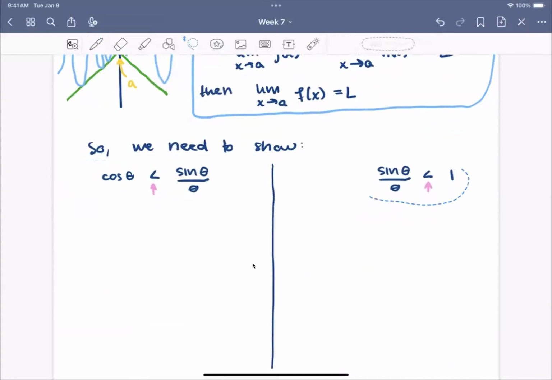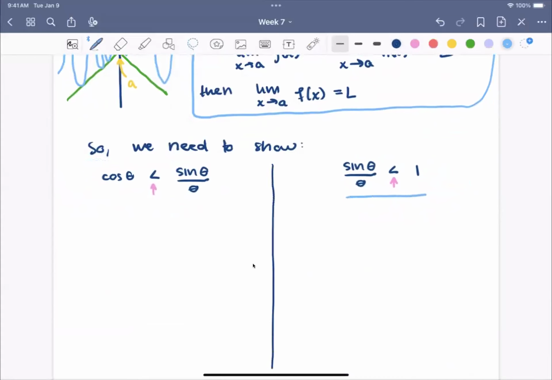Okay, so I actually find the right one to be a little bit easier to understand. So let's start with that one. Okay, so for this, we actually need to remember the definition of sine theta and draw a unit circle type of thing. So I'm going to rearrange this.